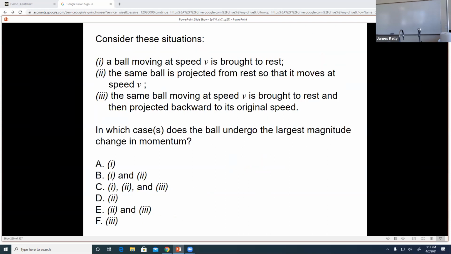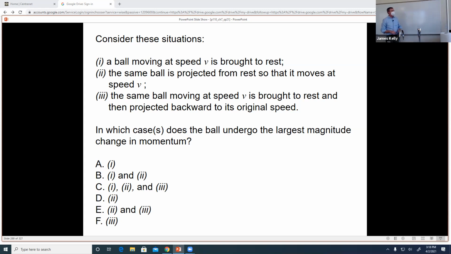Okay, those are all pretty straightforward. This one's a little bit more complicated. We're going to consider 3 different situations. There's a ball flying through the air, and it's moving at a certain speed, and it's brought to rest. So let's imagine you're out in outer space, there's a ball flying, and I exert a force on it until I bring it to rest. Okay? Same situation, a different situation.